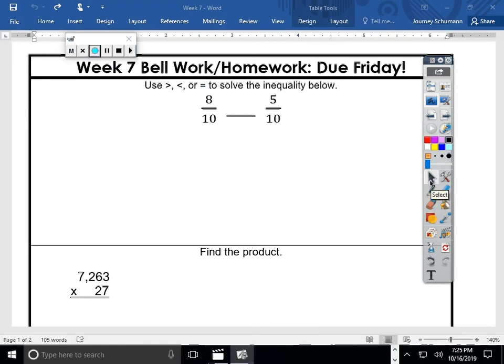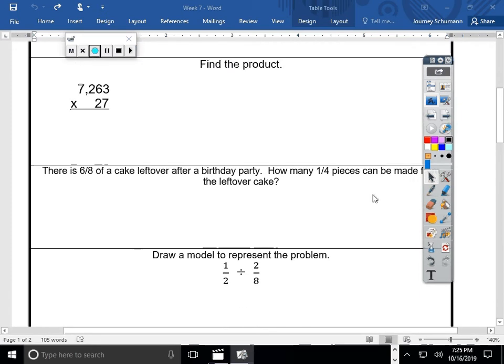Next, I'd like to look at this next problem with you. It says find the product. Let's see if I can find the product and scroll to that next problem. I think the first thing I'm going to show you is an area model.